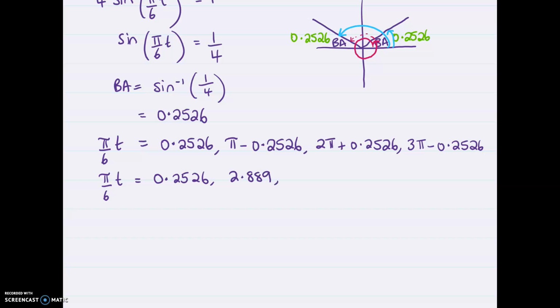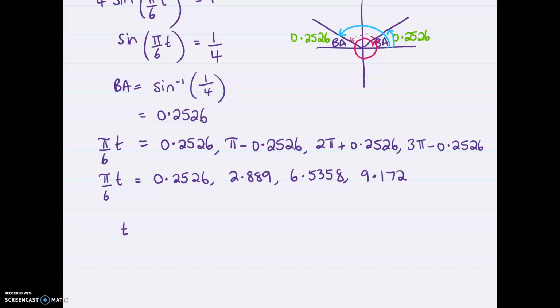The next one, well, 2 lots of pi, 2 lots of 3.14 is 6.28, plus 0.2526. So that's going to give us 6.5358. And similarly, the last one, 3 lots of pi, 3 lots of 3.14, and then subtract this value gives you 9.172. I'm almost finished.